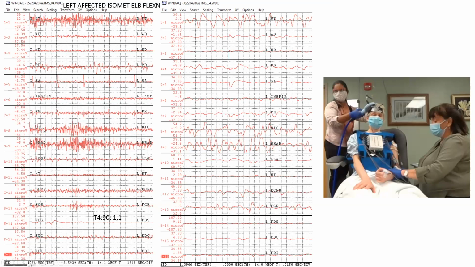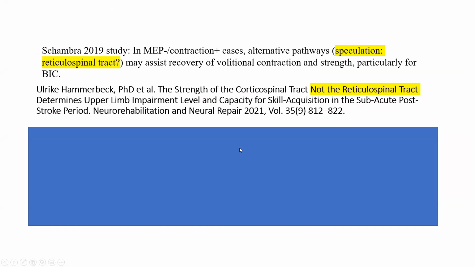This is the affected side. And here's Mary testing her isometric flexion. And you see that she does activate biceps and brachioradialis. So this is contraction plus. But when you go over to look at whether an MEP was generated, all you see is EMG activity. So this is a case of contraction plus, MEP minus, contraction plus, MEP minus.